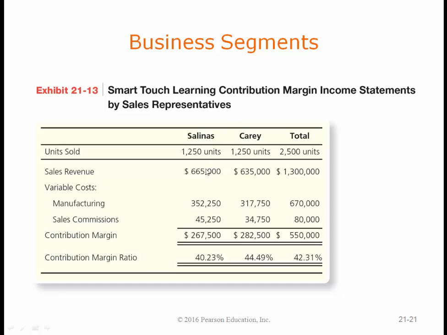So you can look here. Here's the contribution margin by income statement: 1,200 units, 1,200 units, 2,500 units. And you can see the variable manufacturing cost for this business.